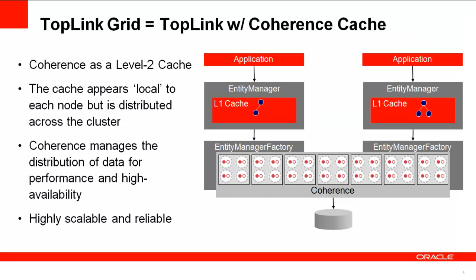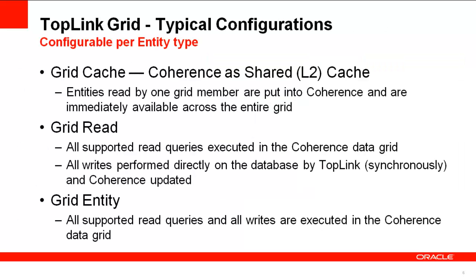So, TopLink Grid represents TopLink with Coherence as the Level 2 cache. The cache appears local to each node, but is actually distributed across the Coherence cluster. Coherence manages the high availability of the data while enabling each node to have a consistent or coherent view of all of the data in the cluster. TopLink Grid enables you to create JPA applications that are highly scalable and reliable using Coherence's proven data grid technology.